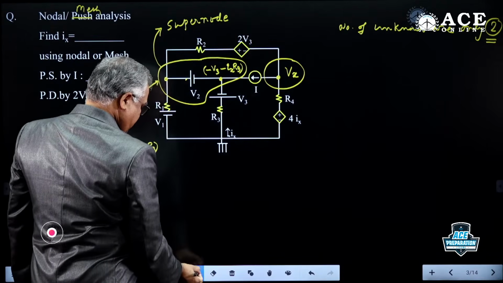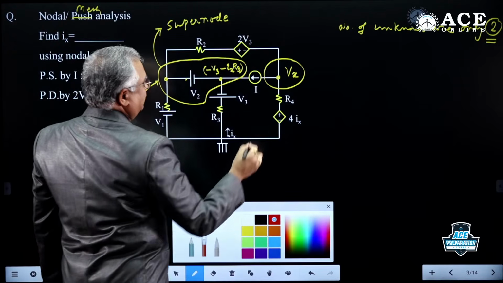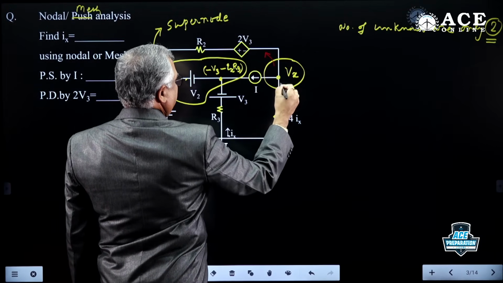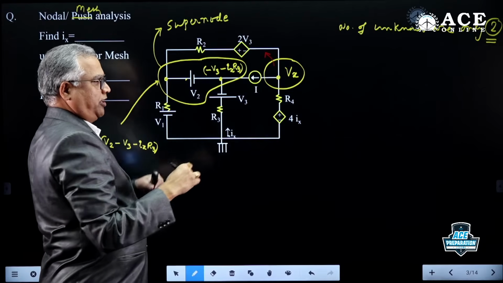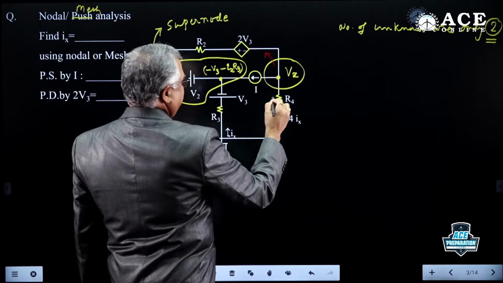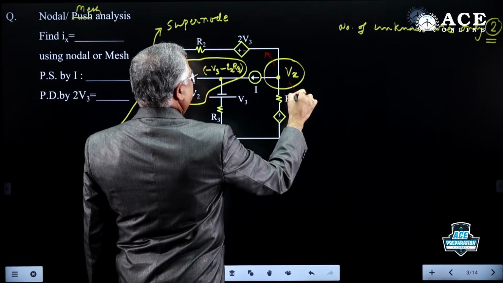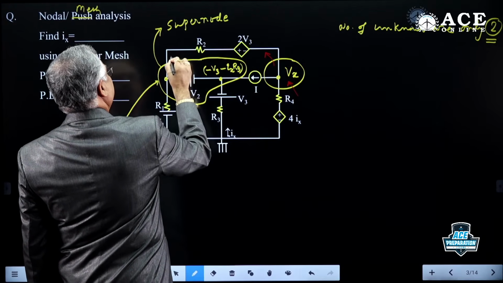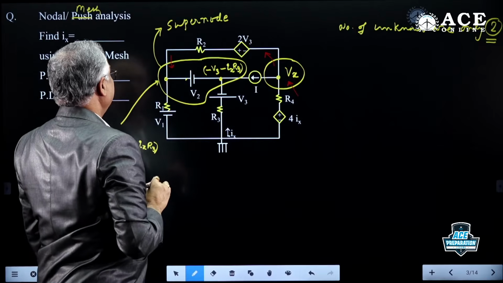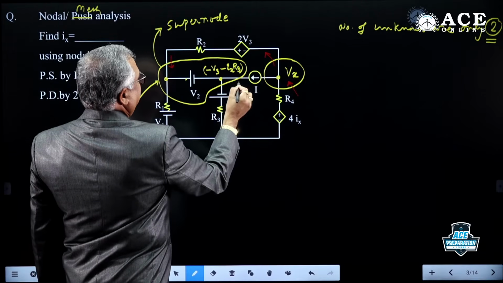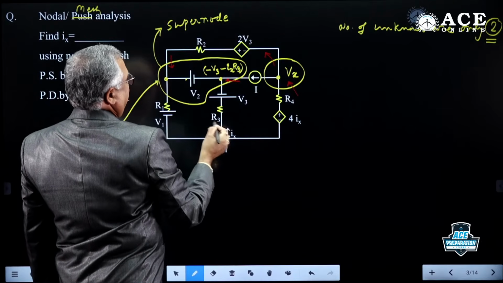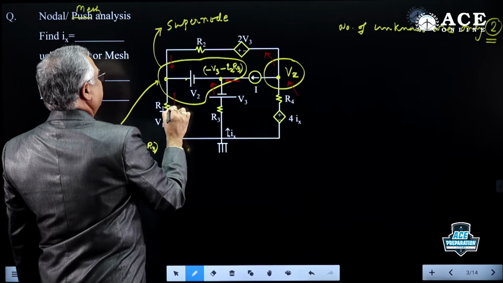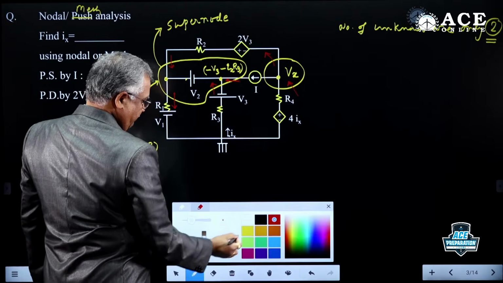Now you can assume all currents are leaving. This is our choice. You can assume all are leaving, all are entering, some are leaving. It is totally our choice. So I am assuming this is entering. This is leaving, this is leaving. So this current will come up to here. So entering. Then here already entering. Here Ix is entering. Here I can assume leaving. Then we can write the equations.